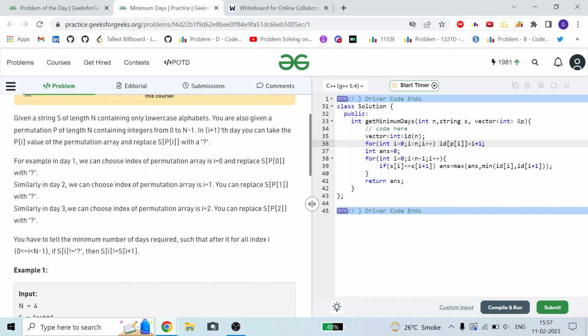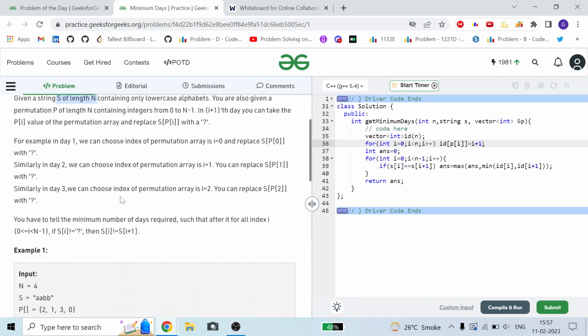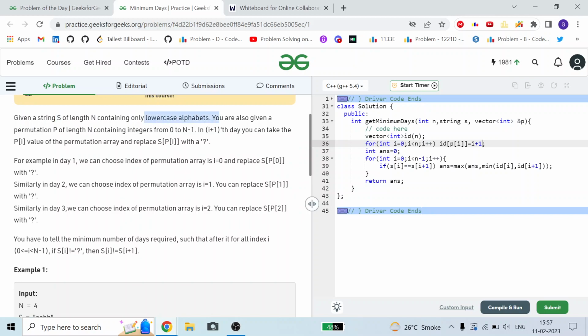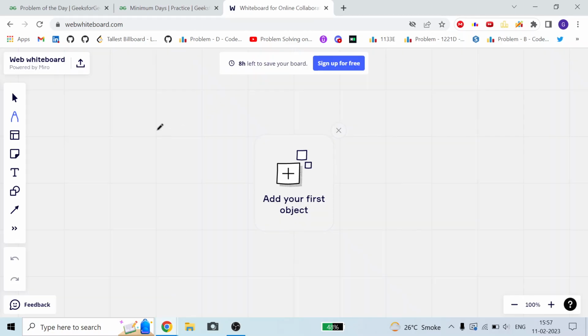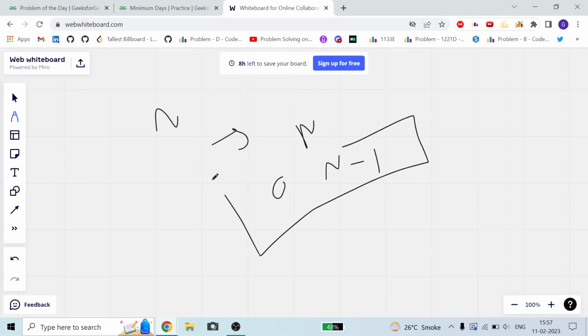Here we are given a string of length n which contains only lowercase alphabets, from a to z. We are also given a permutation p of length n. Permutation p of length n means we have an array of size n which will contain numbers from 0 to n minus 1.